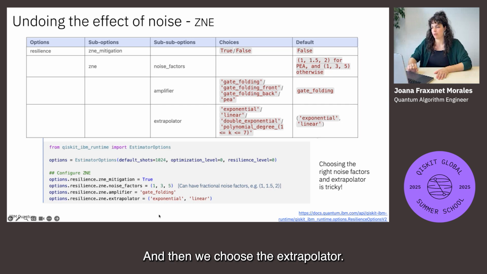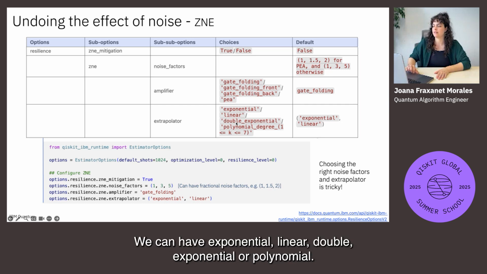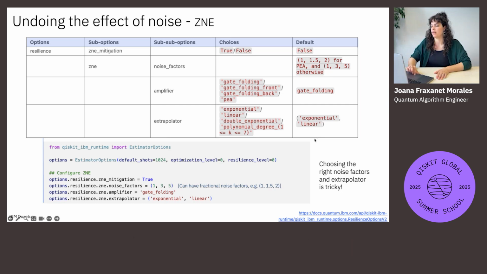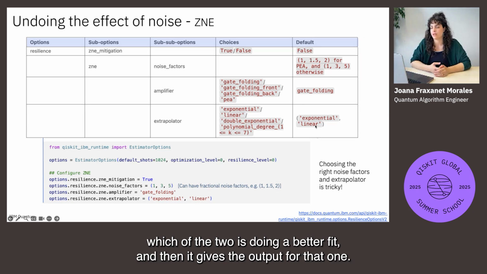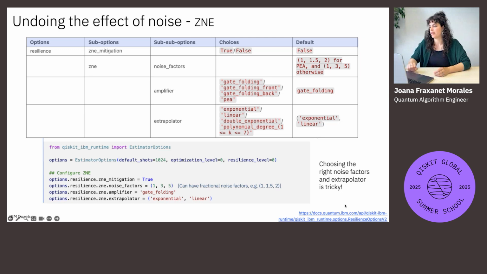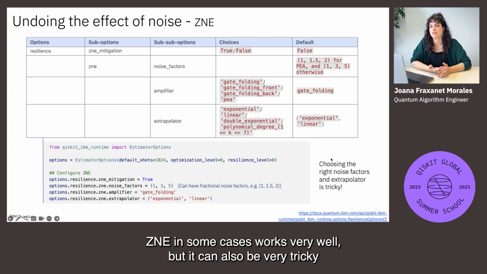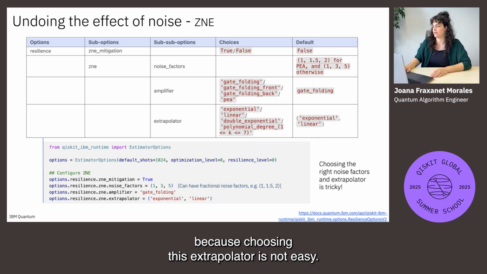And we choose the extrapolator. We can have exponential, linear, double exponential, or polynomial. The default is using exponential and linear, checking which of the two is doing a better fit, and then it gives the output for that one. As I said, ZNE in some cases works very well, but it can also be very tricky because choosing this extrapolator is not easy.